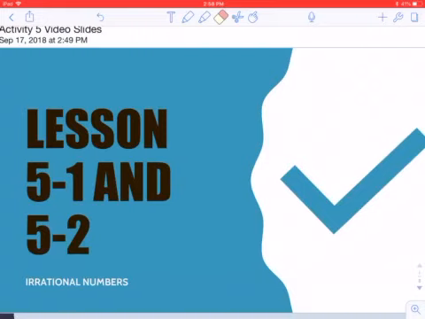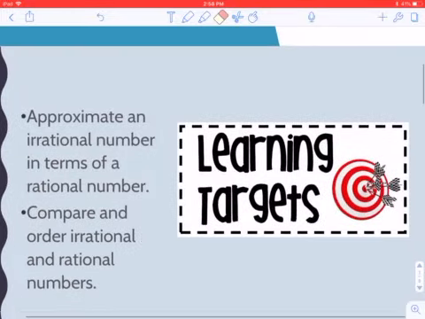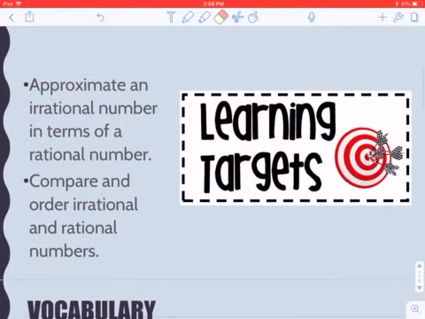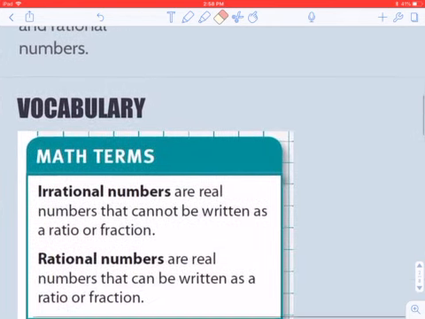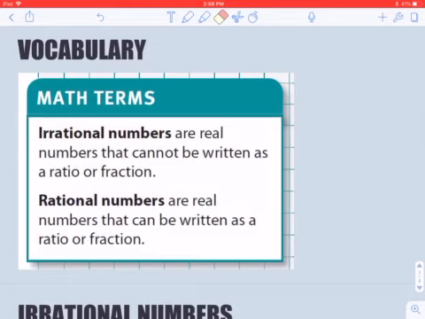Activity 5 is lesson 5.1 and 5.2, and it's about irrational numbers. Our learning targets are to approximate an irrational number in terms of rational numbers and compare and order irrational and rational numbers. Vocabulary: irrational numbers are real numbers that cannot be written as a ratio or fraction, and rational numbers are real numbers that can be written as a ratio or fraction.